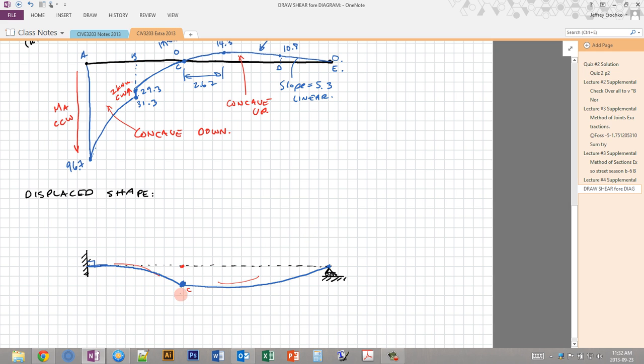So this is our displaced shape. And remember, this is a hinge. So that's why we have this discontinuity in the shape of the beam, because we have this hinge here. And that's the displaced shape of the system. And that is how you draw a moment diagram.